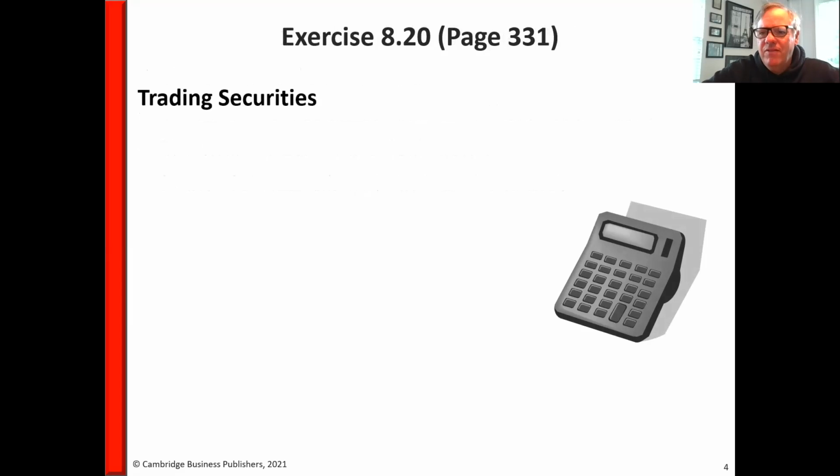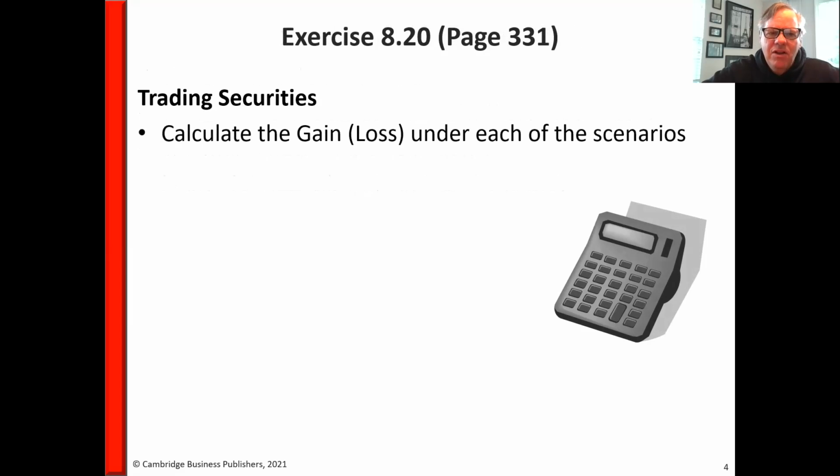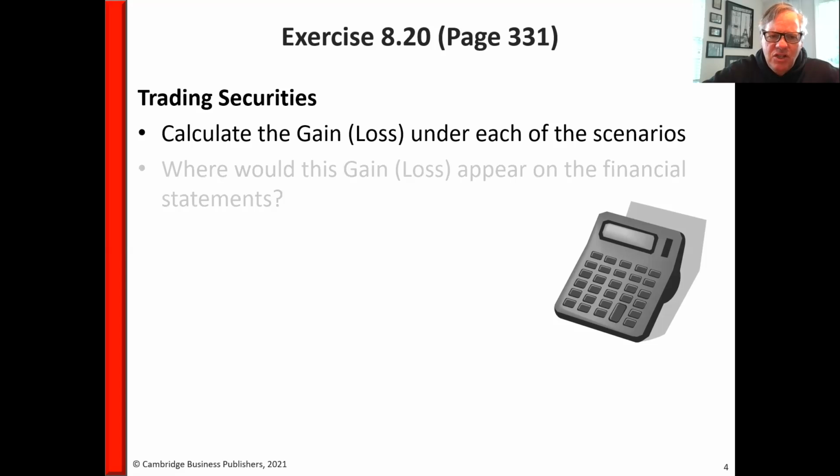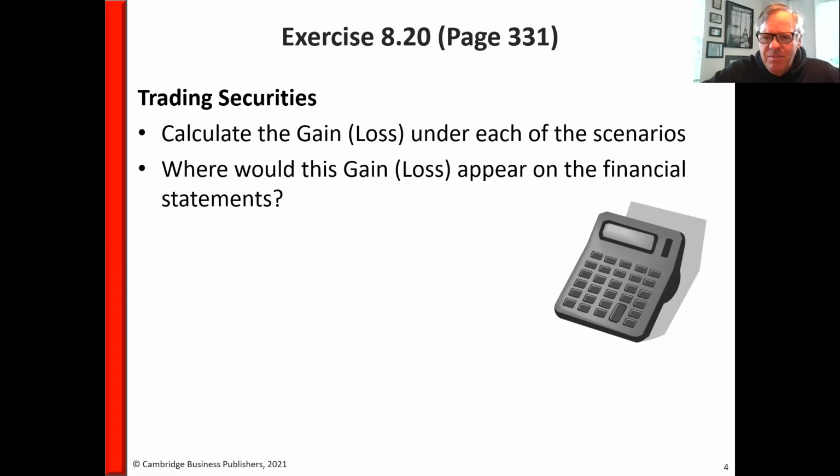If we've talked about available for sale securities, we ought to talk about trading securities as well. Remember, these are securities that are actively held for trade, which means we plan to sell them. Calculate the gain or loss under each of the scenarios. You've got a couple of different scenarios there. Where would this gain or loss appear on the financial statements?